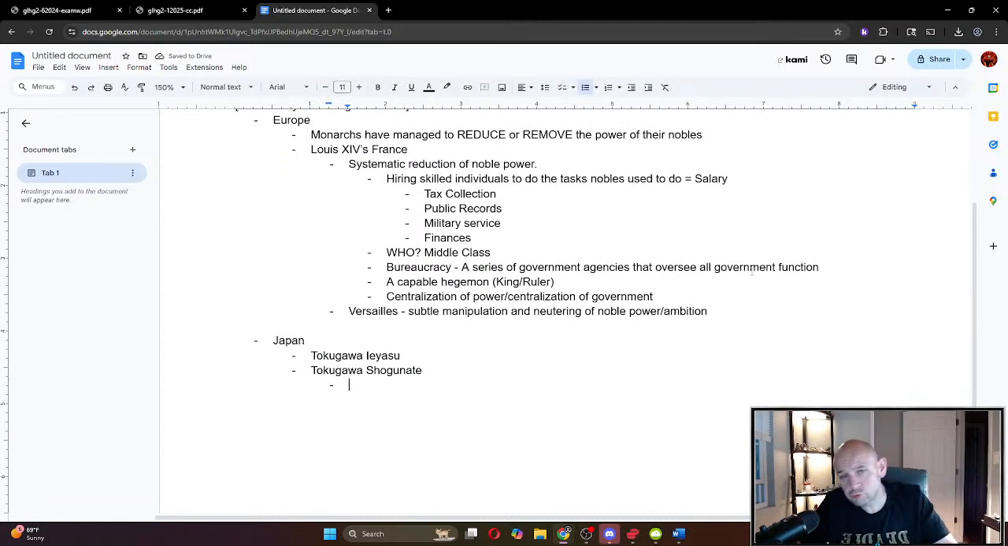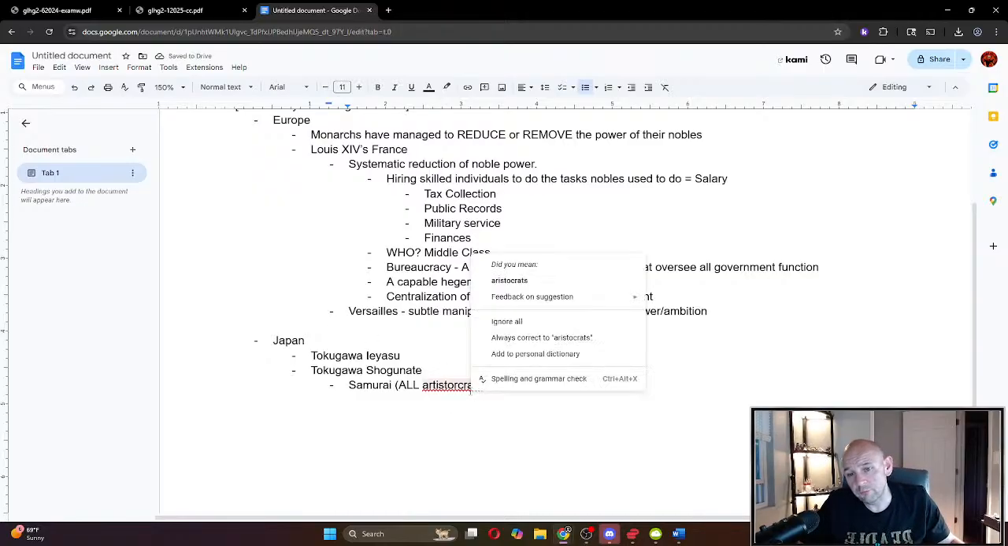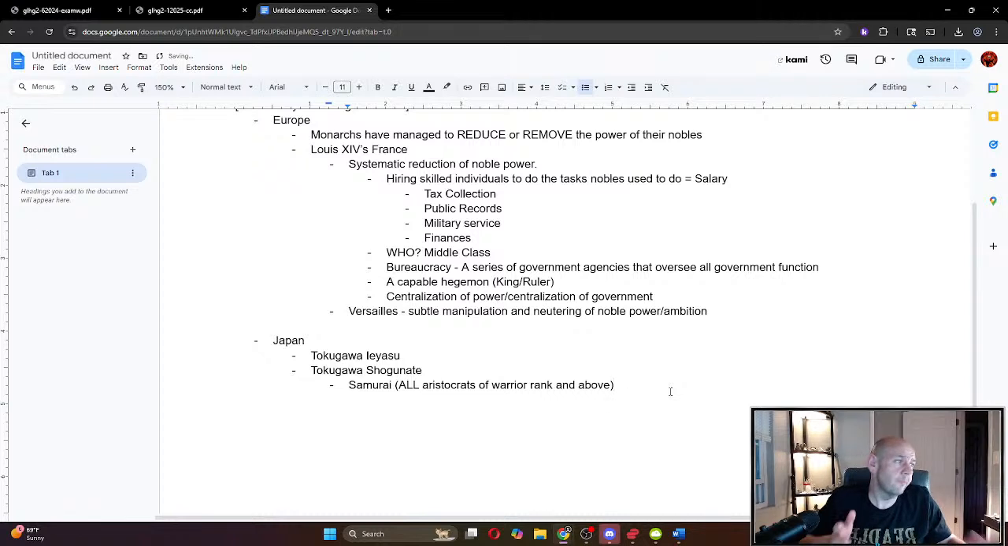First off, Japan's social system famously had a group of warrior aristocrats, not altogether that different from Europe in the medieval era. Now, in the case of Japan, these are called the samurai. The samurai were actually all aristocrats, all the aristocrats of warrior rank and above. This included the lords as well. It's like in Europe saying all the non-commoners. The knights, the lords, the dukes, all the way up the chain, would all be considered part of the aristocratic class. So samurai is just a name given to the aristocratic class of Japan.